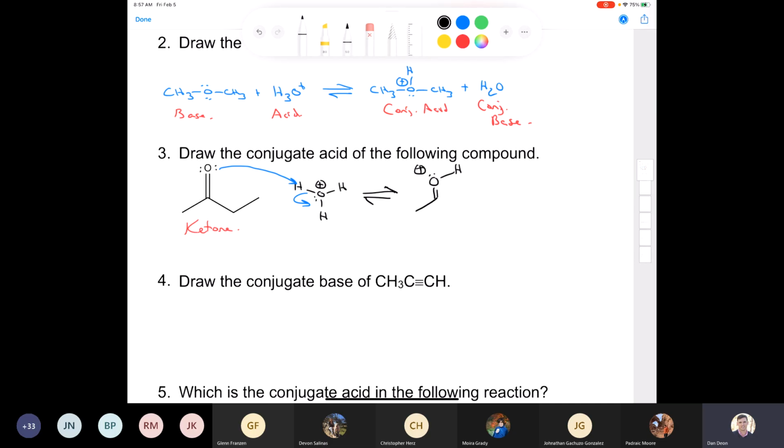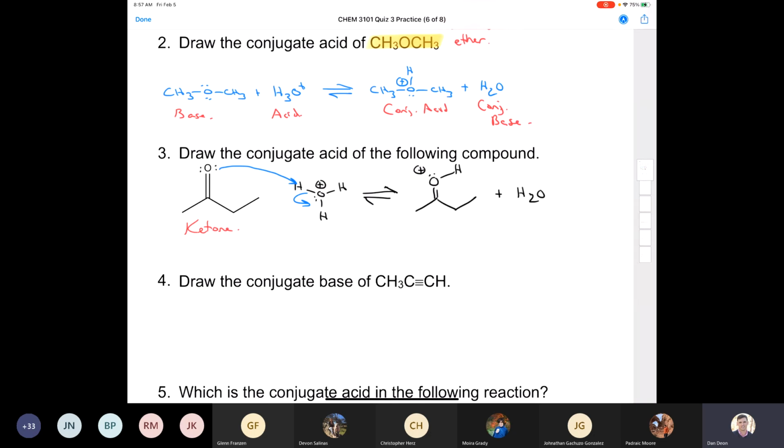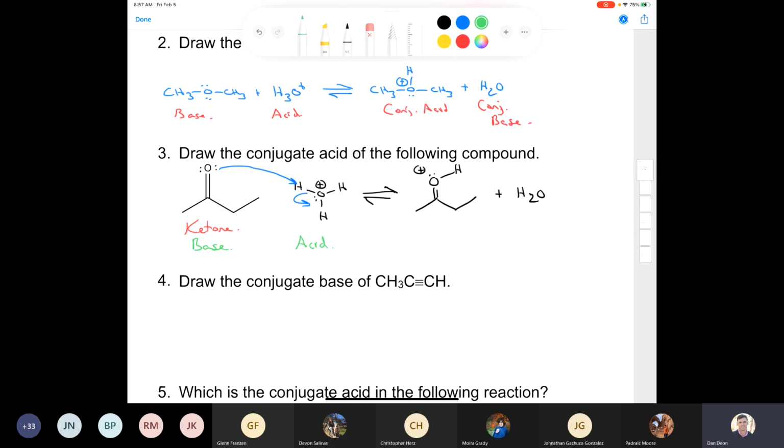We call that an oxonium. Fix up my positive charge here. An oxonium like that. And we'll be left over with water. So again, we could label, just some practice. Here's our acid. The ketone is behaving as a base. This is our conjugate acid. And this is our conjugate base. Like that. There we go.